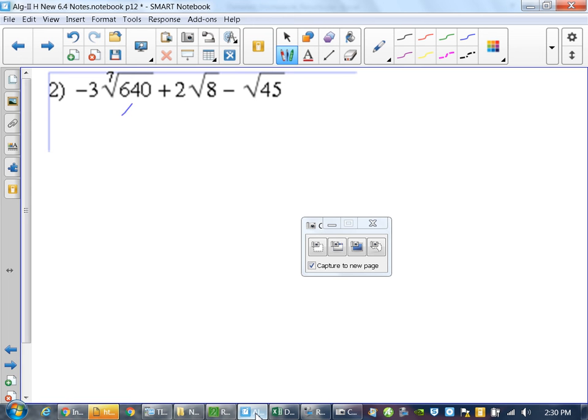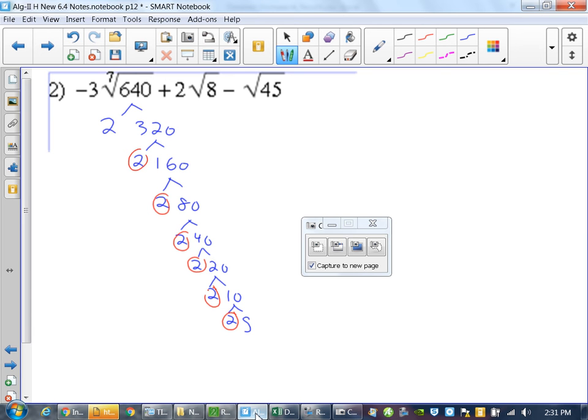It is the tree. So if I divide this by 2, I get 320. If I divide that by 2, I get 160. Divide that by 2, I get 80. Divide that by 2, I get 40. Divide that by 2, I get 20. Divide that by 2, I get 10. Divide that by 2, I get 5. How many 2's do we have? Let's count: 1, 2, 3, 4, 5, 6, 7. So, therefore, the 7th root of 640 is 2 times the 7th root of 5.